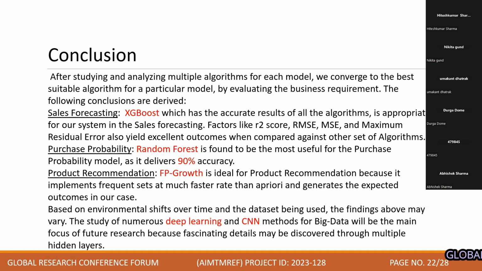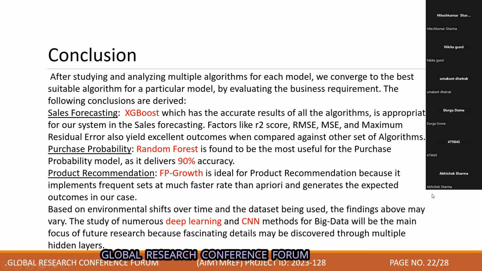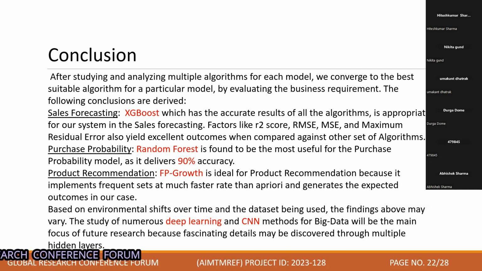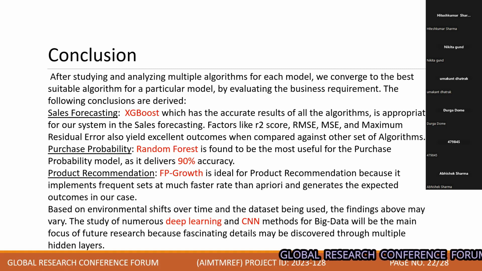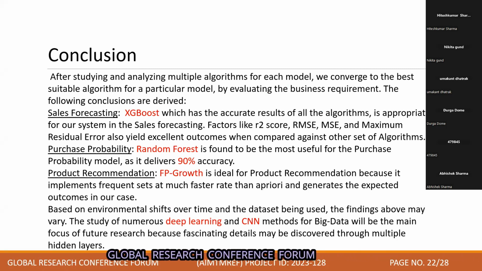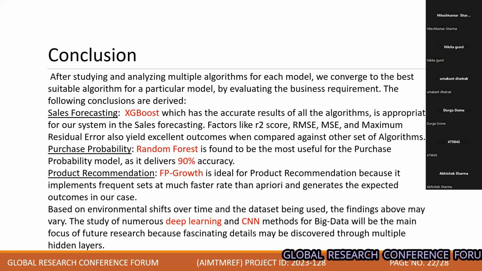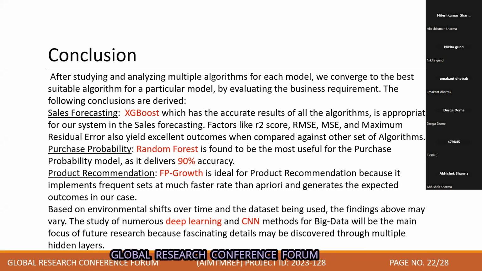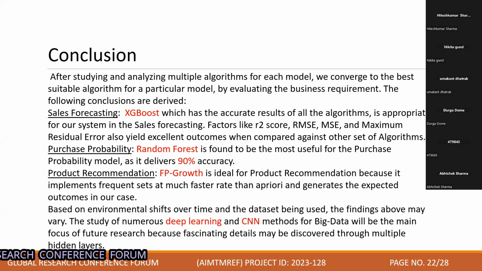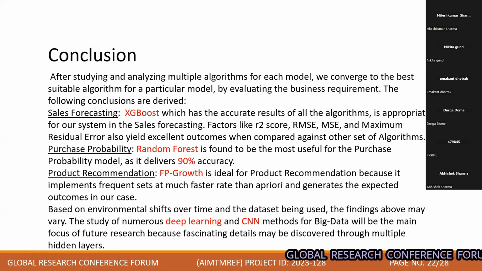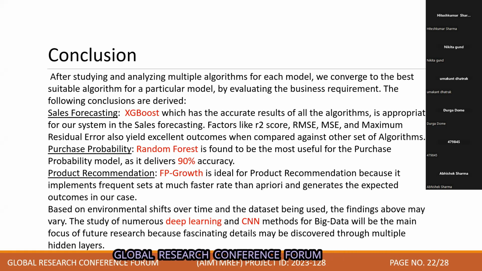After studying and analyzing multiple algorithms for each model, we have found the best suited algorithm for a particular model considering the business requirements. For sales forecasting, XGBoost is performing much better compared to other algorithms on factors like R2, RMSE, MAE, and maximum residual error. For purchase probability, random forest is found to be more suitable with 90% accuracy. And for product recommendation, FP growth is ideal when compared to Apriori, and it generates the expected results.